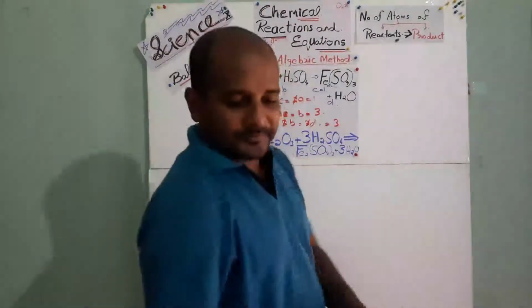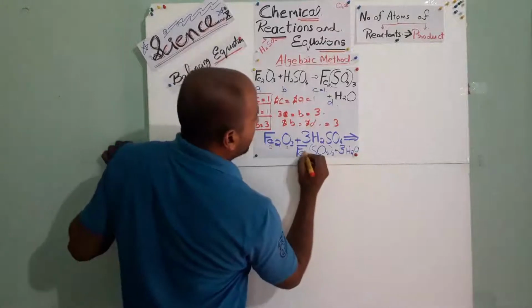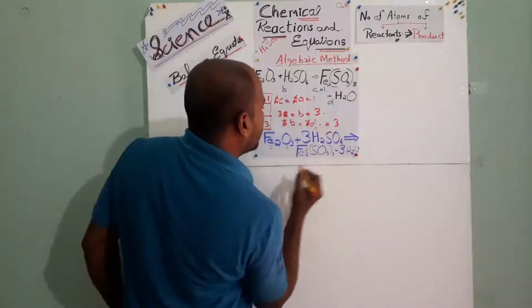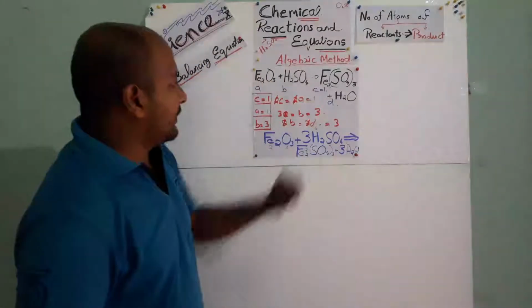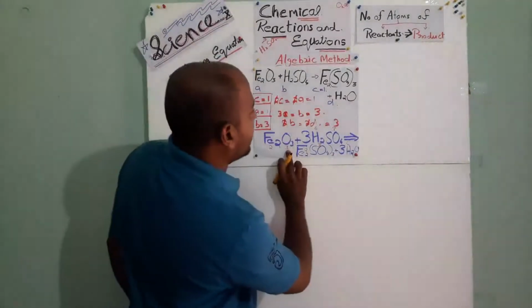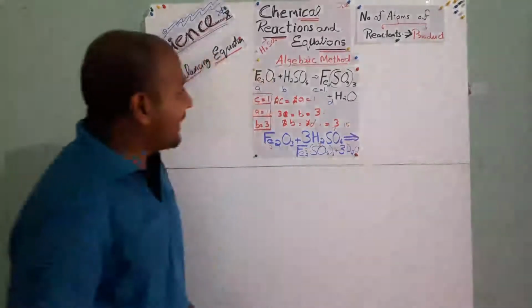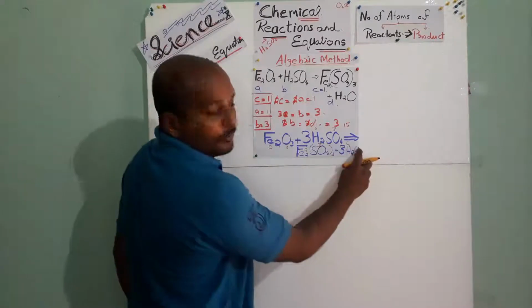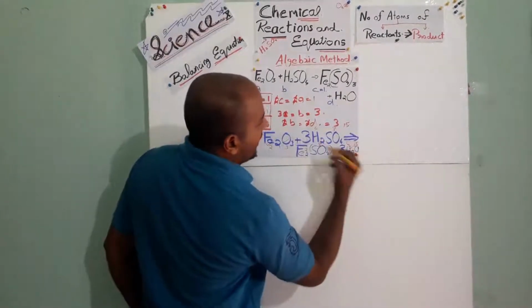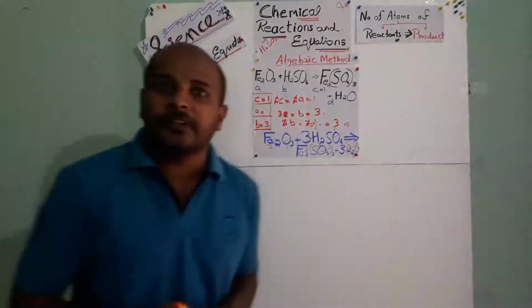Is it balanced? Let's see. Iron we have 2 here and 2 here. Oxygen, let's leave it, at the end we can balance it. Here we have 3, 2s are 6 hydrogen. Here also 3 2s are 6 hydrogen. Sulfur we have 3 here, and here also 3. Total oxygen: 3 into 3 plus 3 gives 12, that is 15 oxygens. Here 4 into 3, 12, plus 3, also 15. Iron balanced, oxygen 15 balanced, hydrogen 6 balanced, sulfur SO4 3 balanced, isn't it?